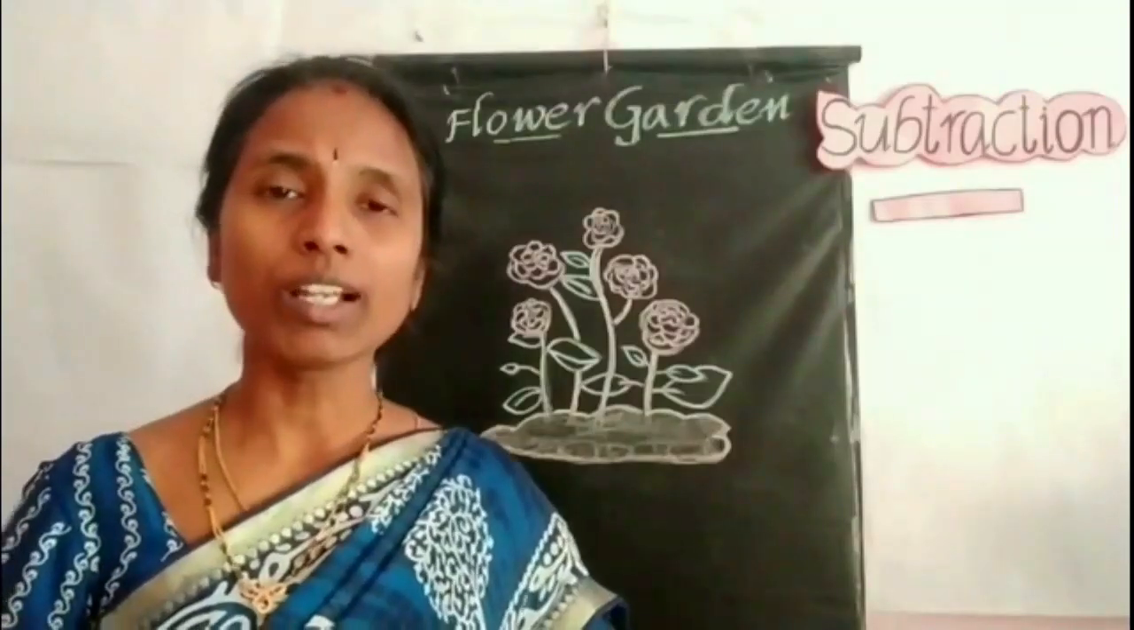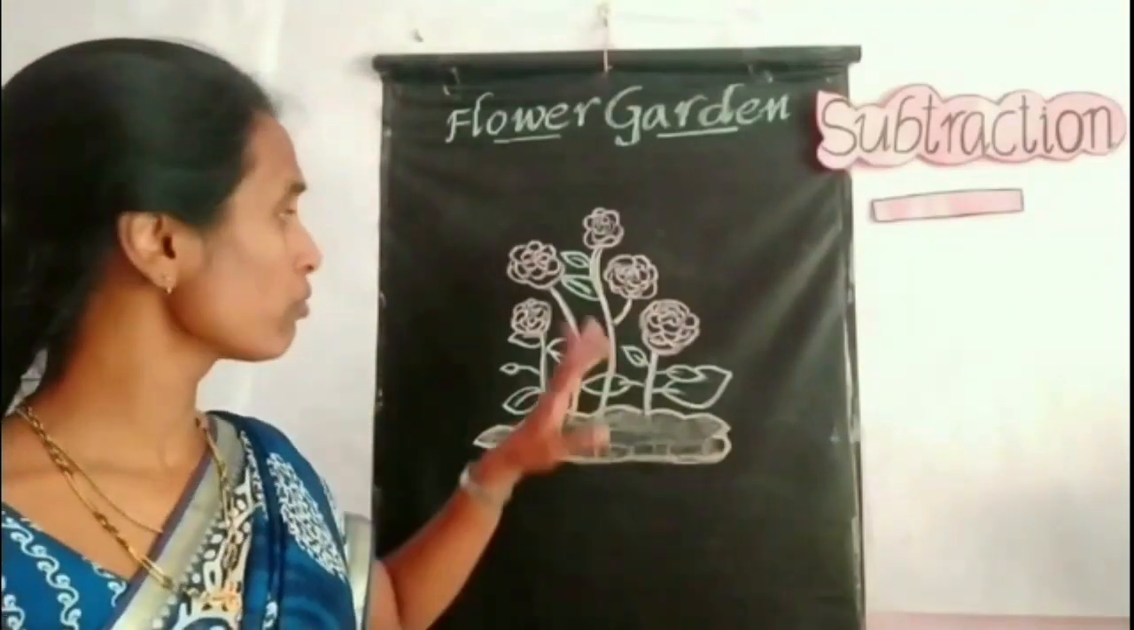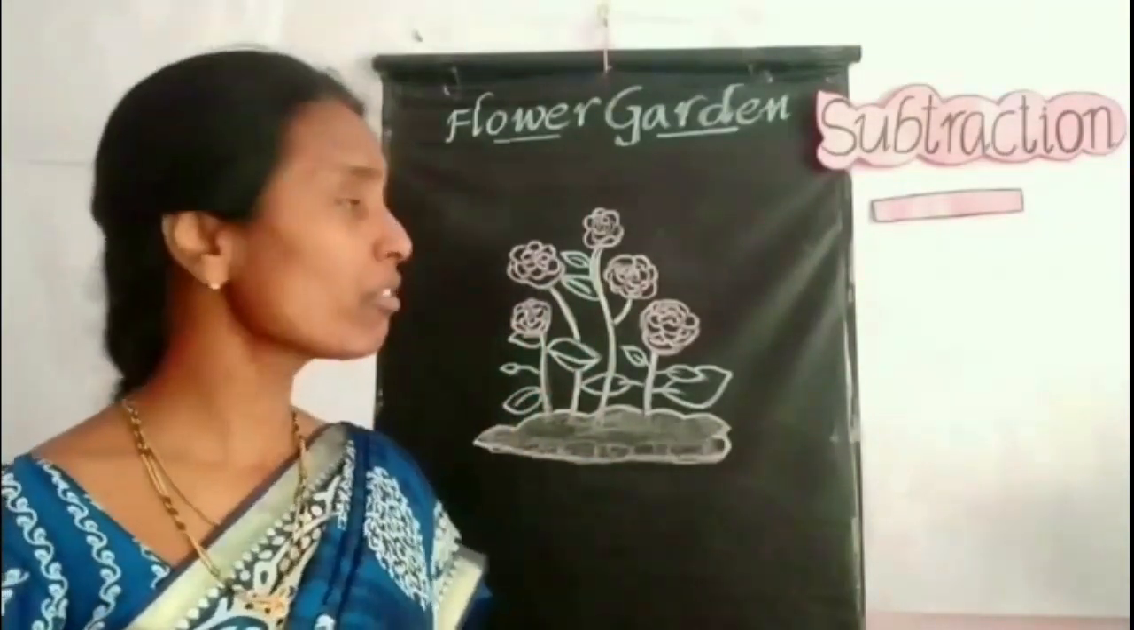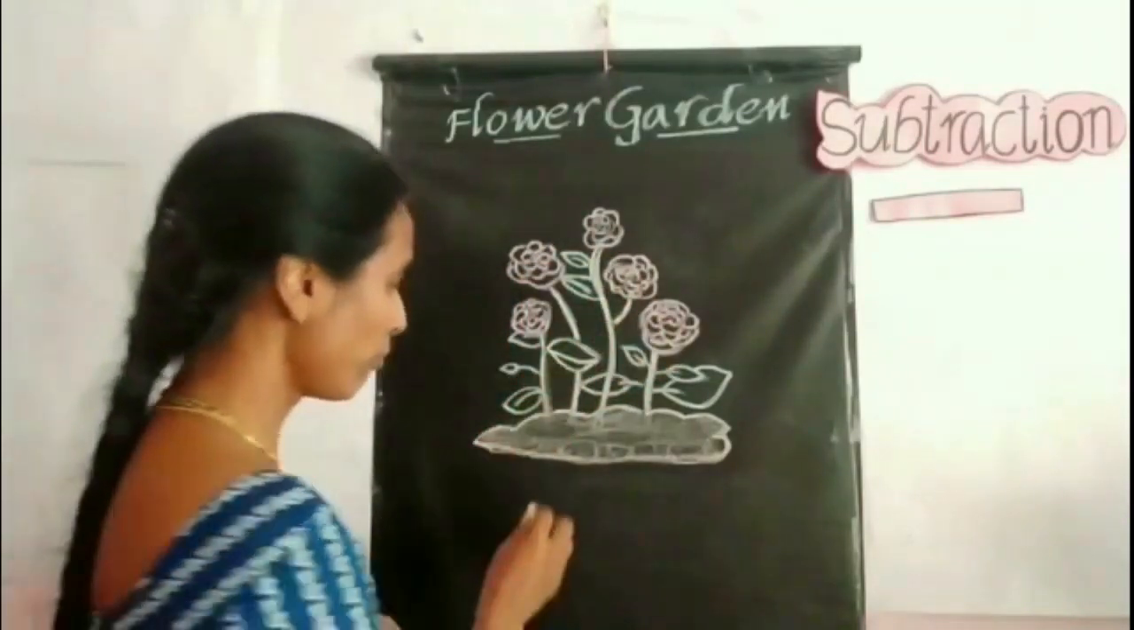So children, as we discussed in the story, in a flower garden, for one rose plant, how many flowers are there? 1, 2, 3, 4, 5.